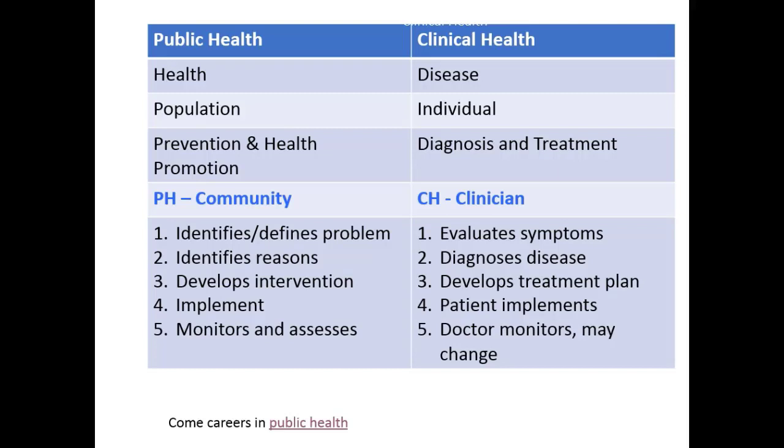In clinical health, a clinician does similar things, has similar steps, but they relate to an individual. So when they're defining the problem, what they're doing is evaluating symptoms so that they can diagnose disease. They then develop treatment plans, which are like the intervention in public health. The patient implements, and then the doctor monitors, and they may change the treatment depending upon the outcomes.